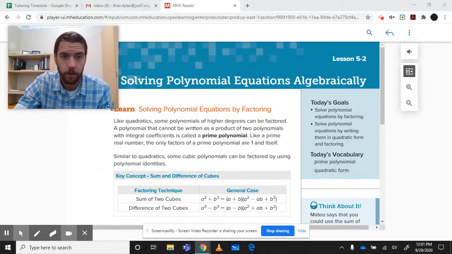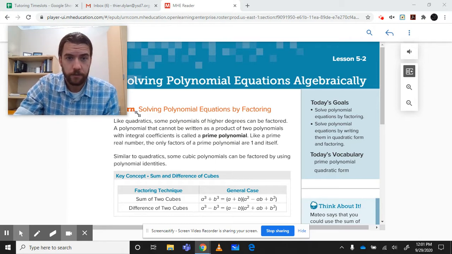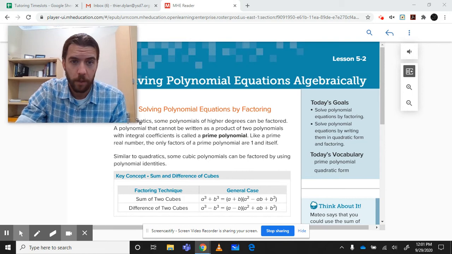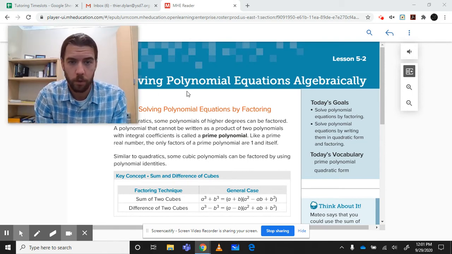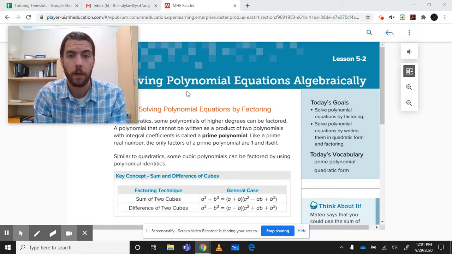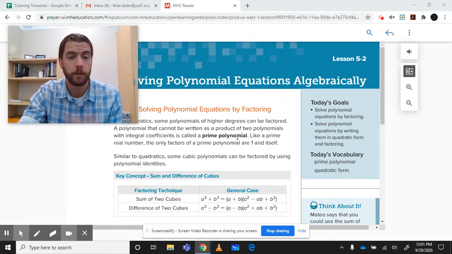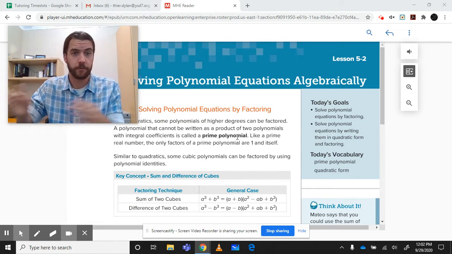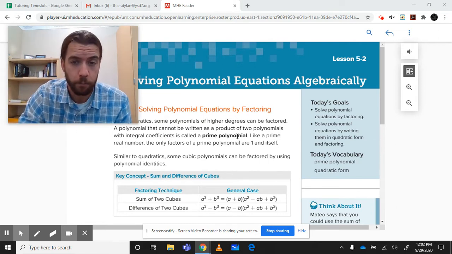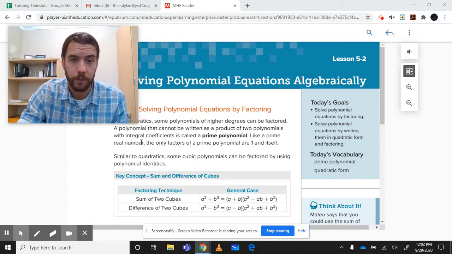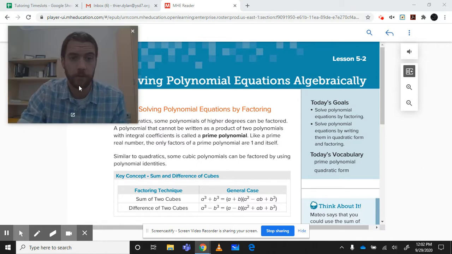I'll read this out loud. Like quadratics, some polynomials of higher degrees can be factored. A polynomial that cannot be written as a product of two polynomials with integral coefficients is called a prime polynomial. So to say that in simpler terms, a prime polynomial can't be factored. The only factors it has are itself times 1. That's a prime polynomial. Like a prime real number, the only factors of a prime polynomial are 1 and itself. There you go, same thing.